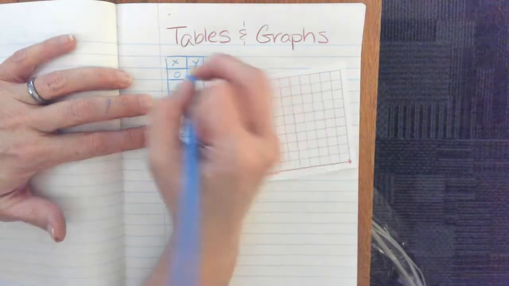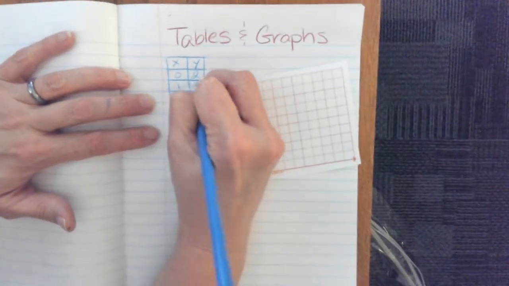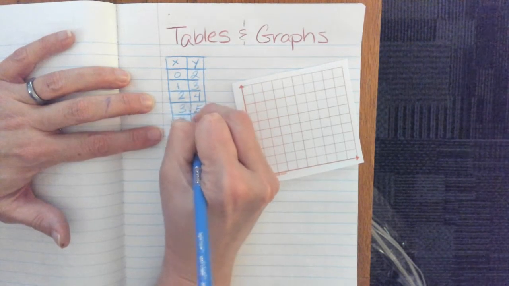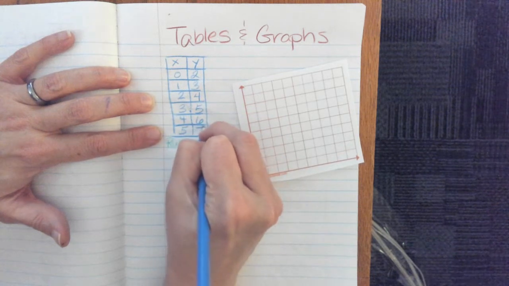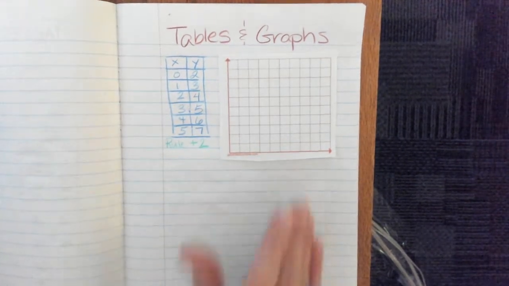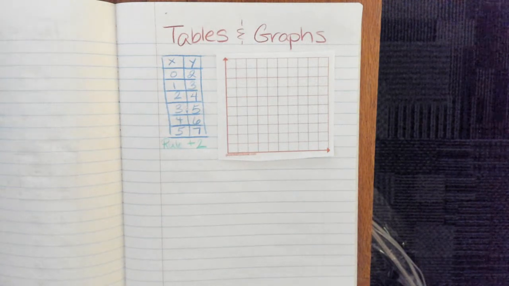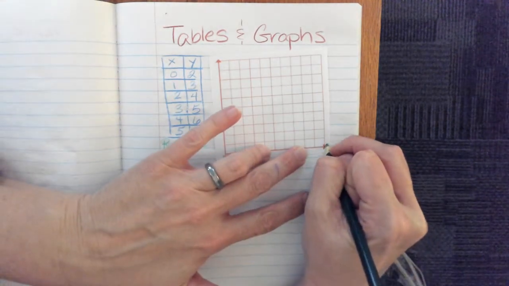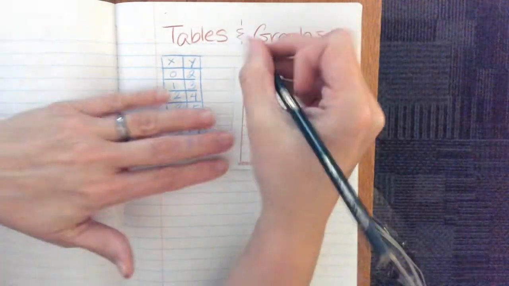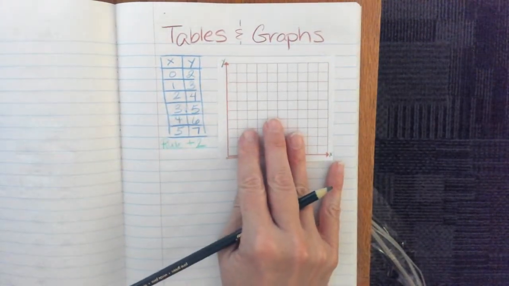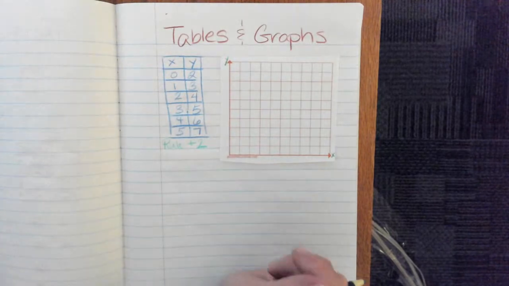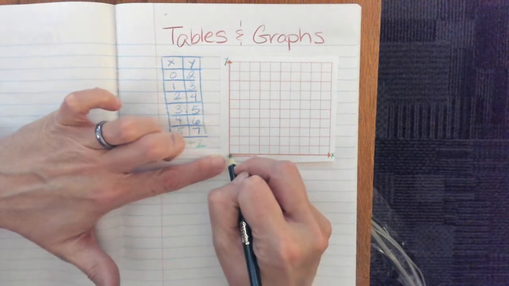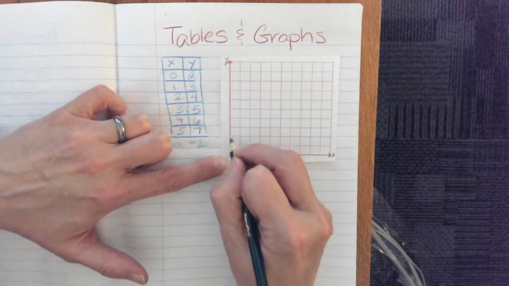So 0 plus 2 is 2, 1 plus 2 is 3, 2 plus 2 is 4, 3 plus 2 is 5, 4 plus 2 is 6, and 5 plus 2 is 7. Okay, so now I can take those numbers and I can use them like coordinates. So right here, this is my x-axis, right? And this is my y. And I always do x first, so in my table I put x first. So my first coordinate is 0, 2. So 0 for x, 2 for y.